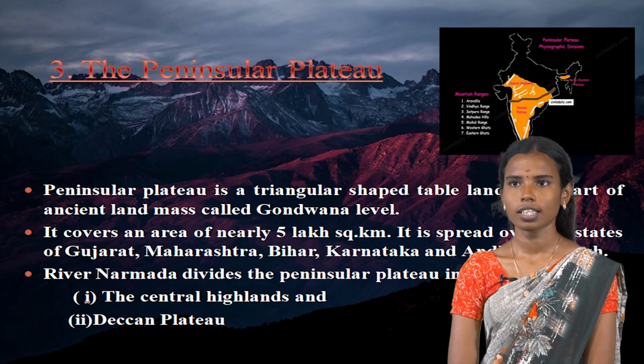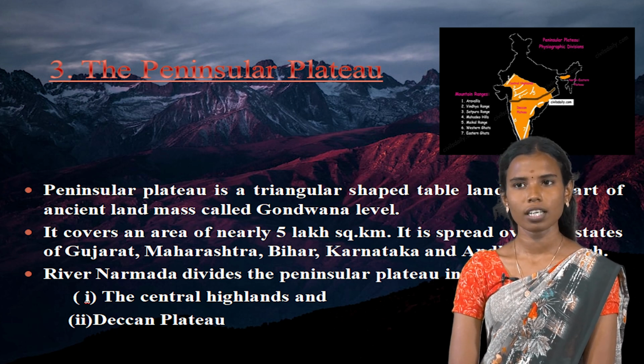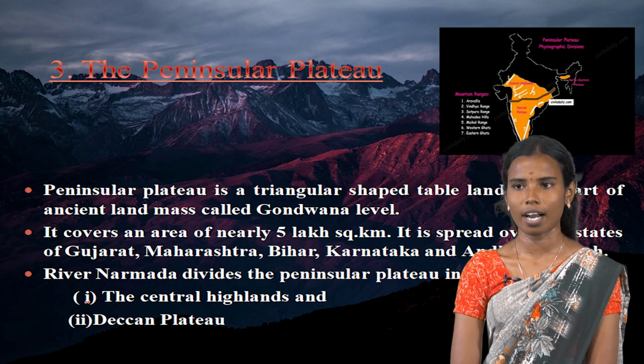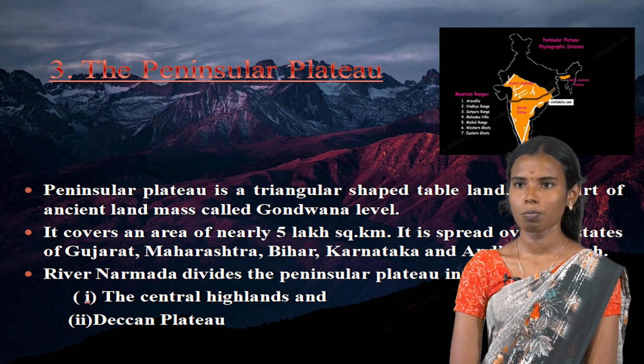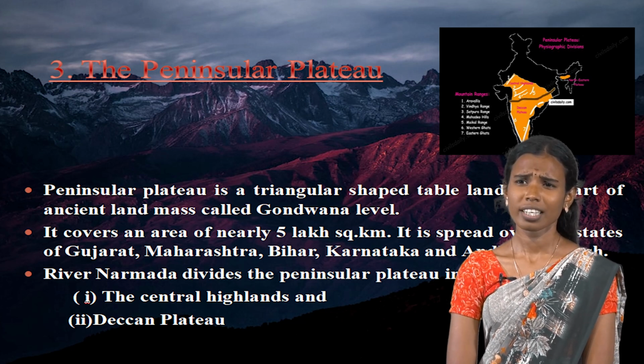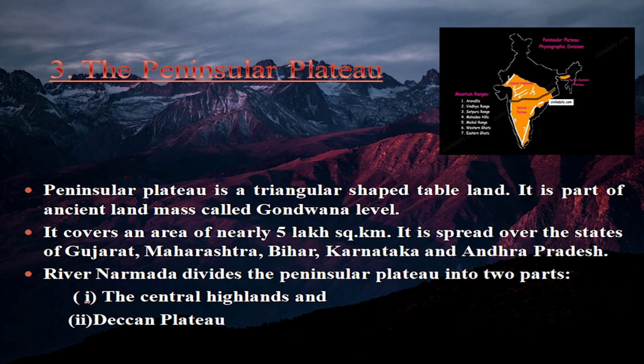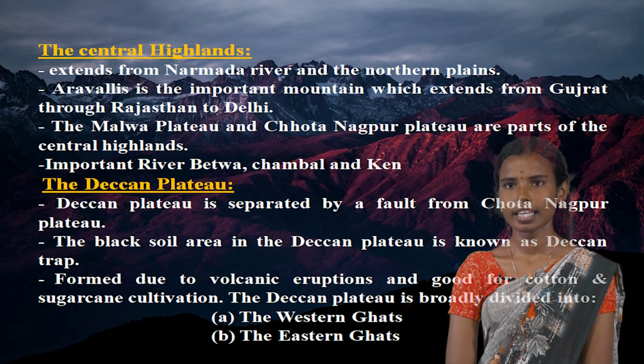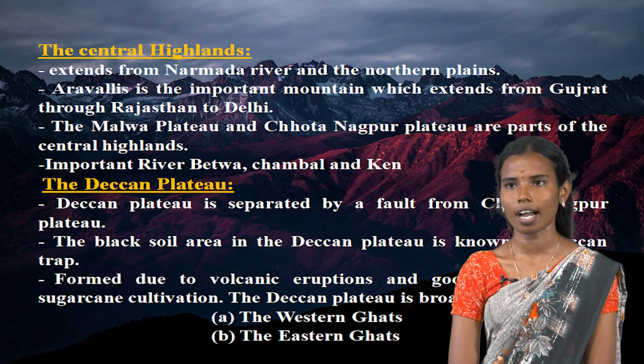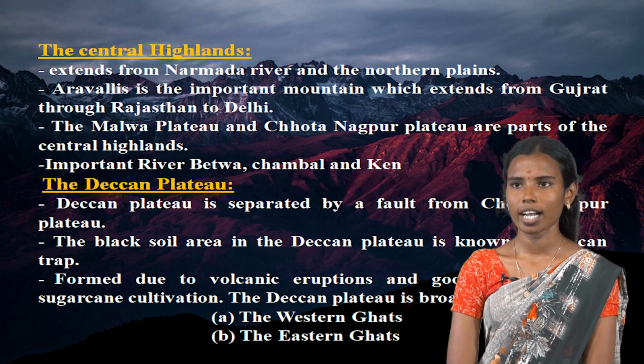Next, we will go to the third one, the peninsular plateau, that is the Deccan Plateau. The peninsular plateau is a triangular shaped tableland. It is part of the ancient landmass called Gondwanaland. It covers an area of nearly 5 lakh square kilometers and is spread over the states of Gujarat, Maharashtra, Bihar, Karnataka and Andhra Pradesh. The river Narmada divides the peninsular plateau into 2 parts, the central highland and the Deccan Plateau. The central highland extends from the Narmada river to the northern plain, that is the Indo-Gangetic plain.